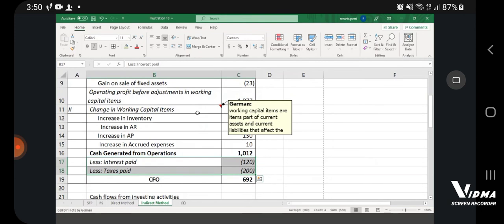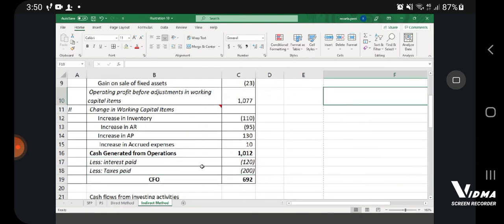Why should I do that? Remember the discussion under IAS 7? Both interest and taxes could be part of other sections. Interest paid could be part of the cash flows from financing activities, and taxes could be part of investing, for example. And as they both could be part of other sections, it is better to show them at the very bottom part of the cash generated from operations.